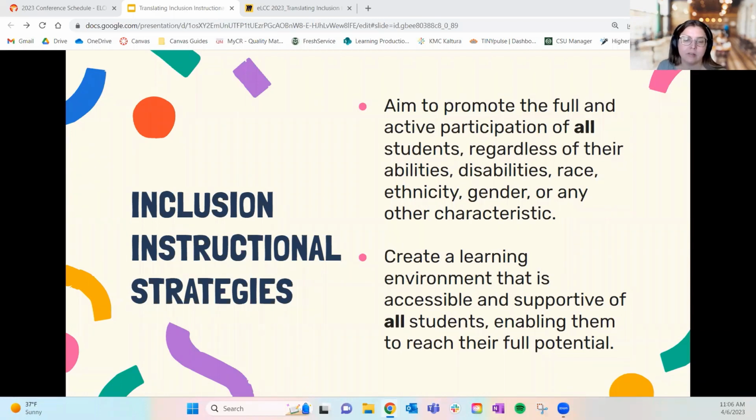And then the second goal of inclusion strategies is to create a learning environment that is accessible and supportive of all students, and really helping them and enabling them to reach their full potential. So there's no barriers that come across that would inhibit students from reaching their full potential, both in and outside of the online learning environment.